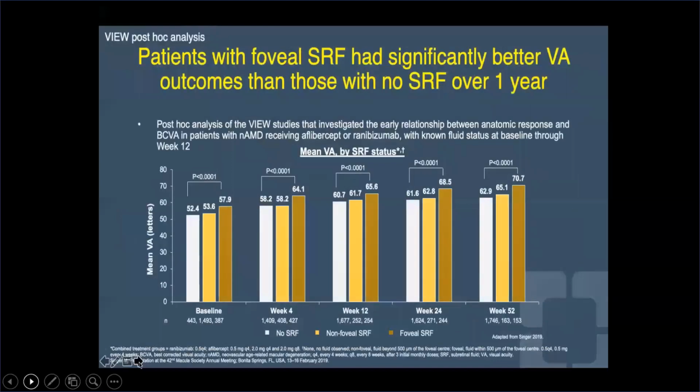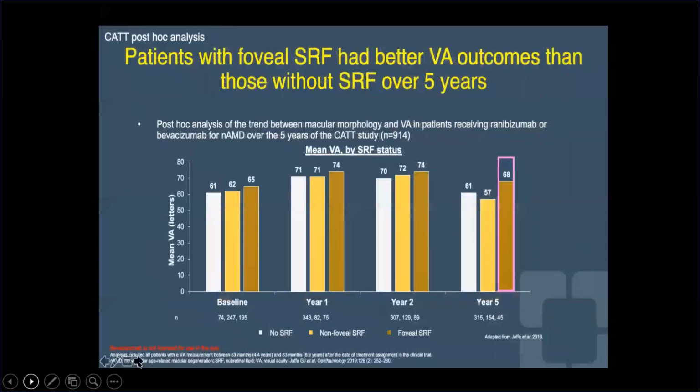And here's just that result showing you again in the VIEW study. We're looking at both subretinal fluid. When you have foveal subretinal fluid, you had a slightly better improvement in visual acuity than those patients who did not. You can see that almost at week 52 at almost an 8-letter differential. So if you had subretinal fluid, it was a better prognosticator for final visual outcome. And this was in CATT, again, validating once more that there was almost a 7-letter differential in those who had persistent subretinal fluid versus those who did not.